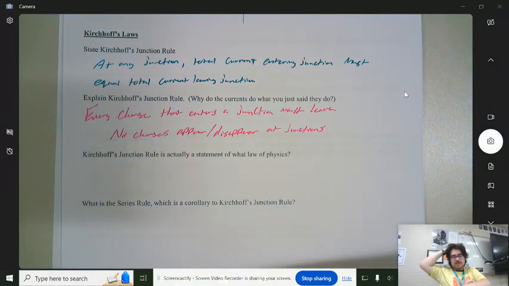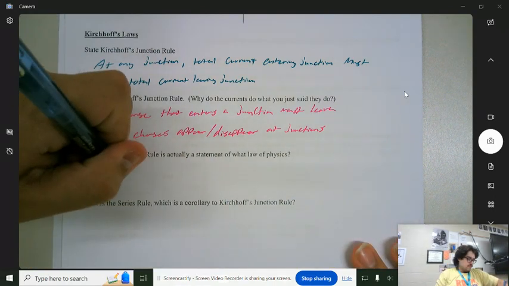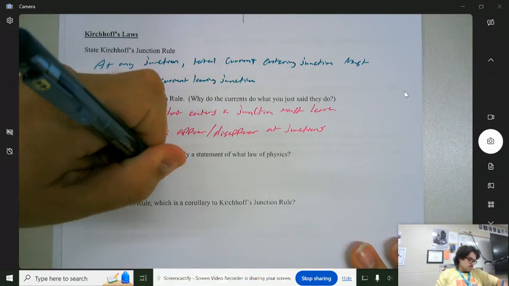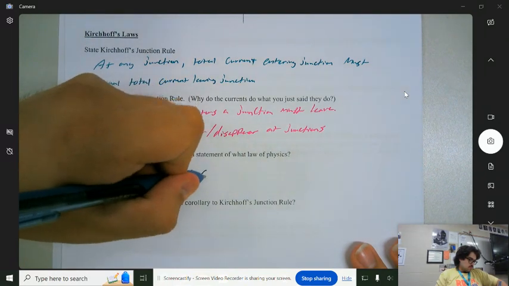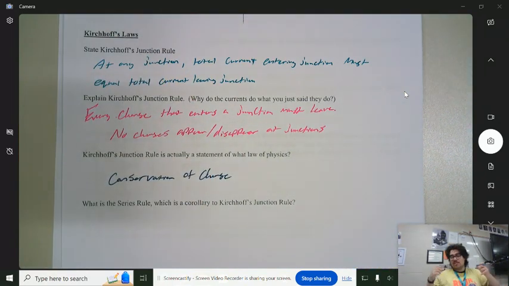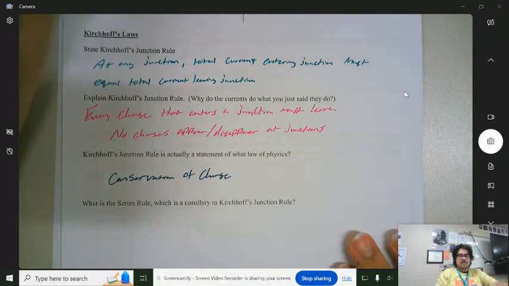The junction rule is actually a statement of a principle that we call conservation of charge. We shouldn't be losing any charge at junctions, right? Doesn't make any sense. If they're not giving their energy to something, then there's no reason for them to lose any charge or anything like that, right?